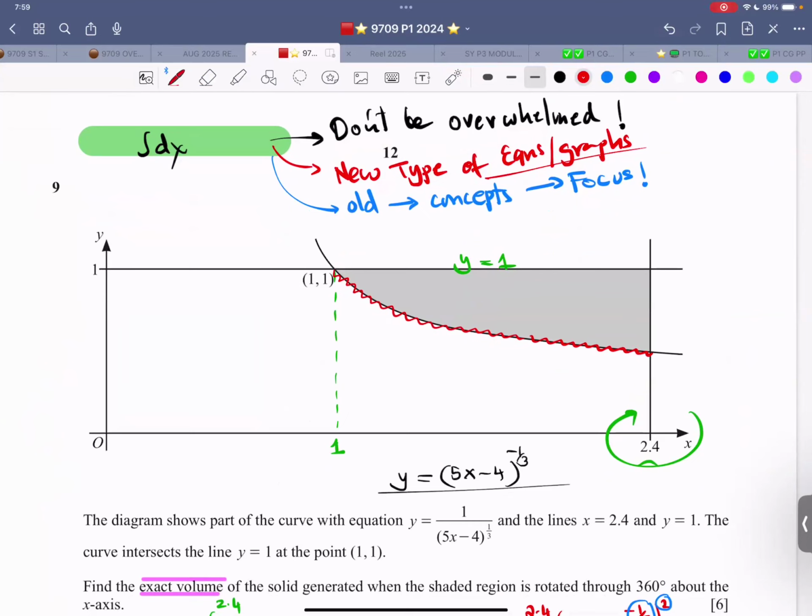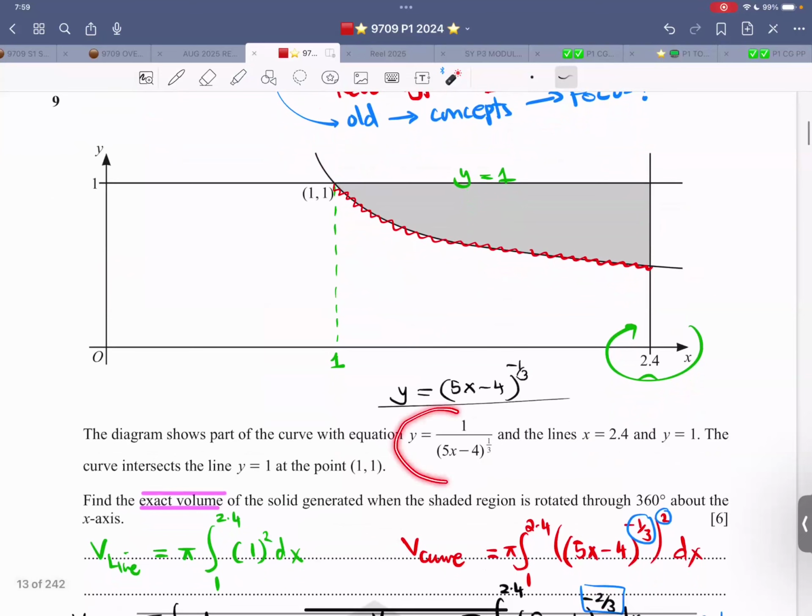Got it? So now over here, the diagram is a bit weird. It's very much elongated. This is y equals 1. This is x equals 2.4. This is the curve right over here. That is this thing. Y equals this thing. You have to take it up. The power becomes negative. And all this information is given over here.